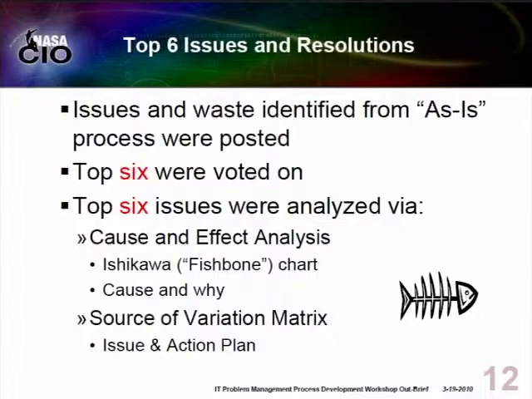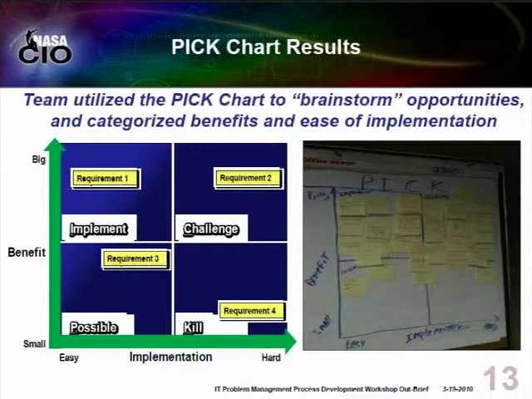So again, a couple of tools we used. You've seen this before. We did these top 6, and we identified the cause and effect of these using a cause and effect analysis chart, Ishikawa, and went into great detail about the causes and whys. After that, we looked at a source of variation matrix and looking for action plans on those different waste areas.